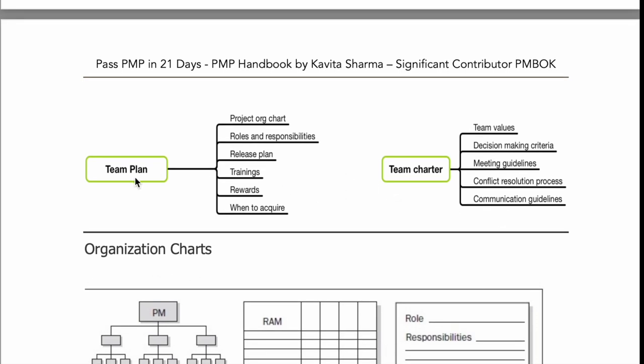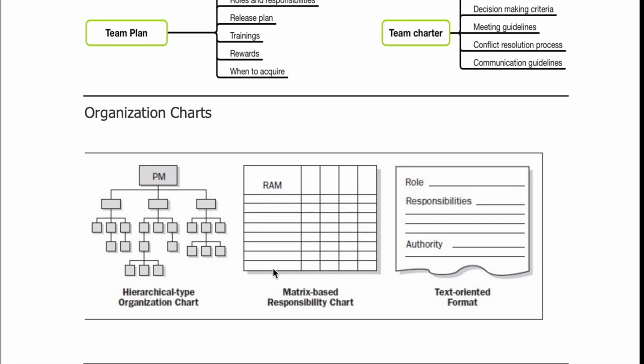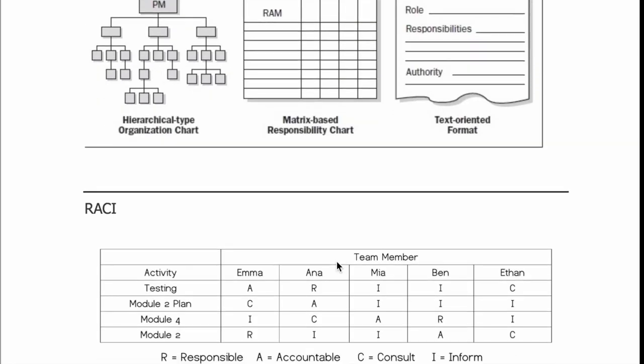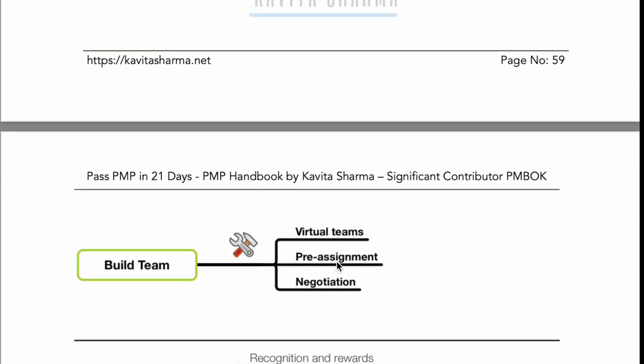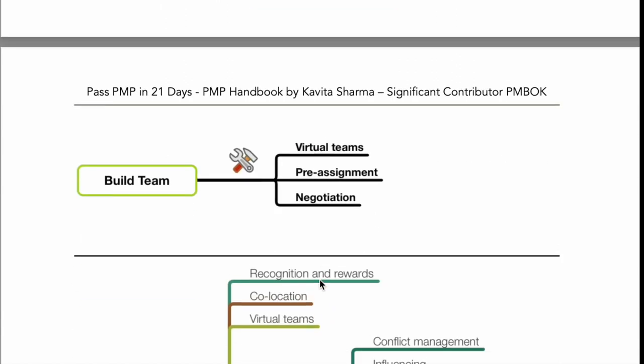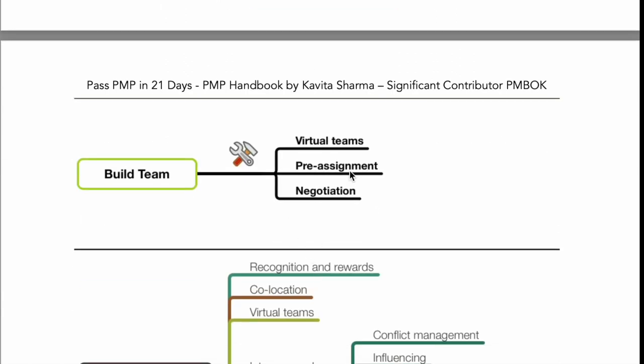We also discussed about team plan, which has these, and team charter, which has the values, how do we make decisions and so on. Organization charts, which we discussed, give clarity of what is to be done to your team members. RACI, we discussed about. Remember the full form of RACI. How do I build a team if people are not co-located? We get them virtually from different locations. People can be pre-assigned. For example, in agile projects, the first thing which we do is get team members on board. So pre-assign before we start doing any work.